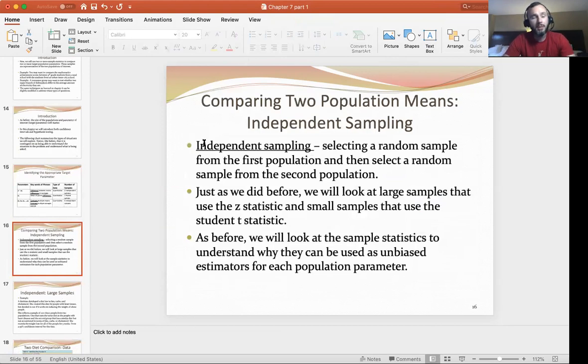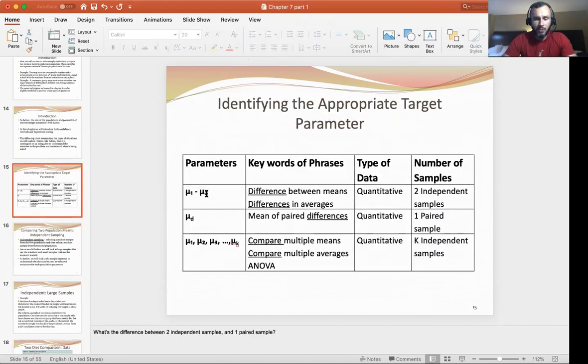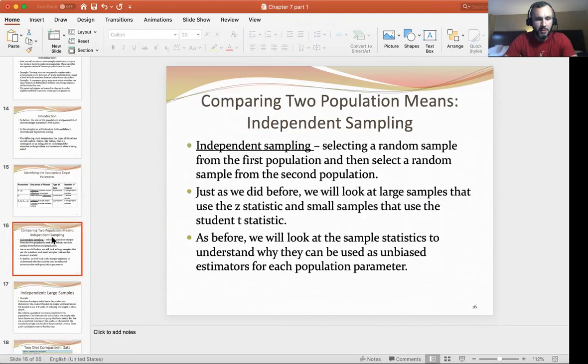Okay, so independent sampling is super important if you're doing this mu1 minus mu2 setup. Independent sampling is a must. Select, of course, it has to be random. Select a random sample from the first population and then a random sample from the second population. Just as we did before, we're going to look at large samples that use a z statistic and small samples that use a t statistic. And just like before, we will look at sample statistics to understand why they can be used as unbiased estimators for each population parameter.